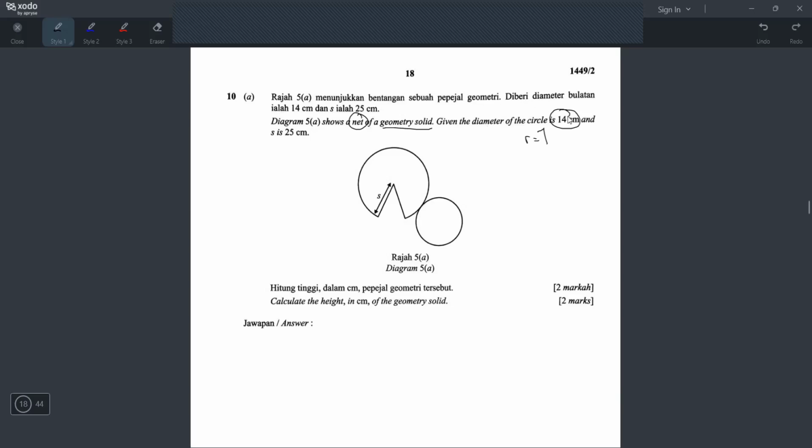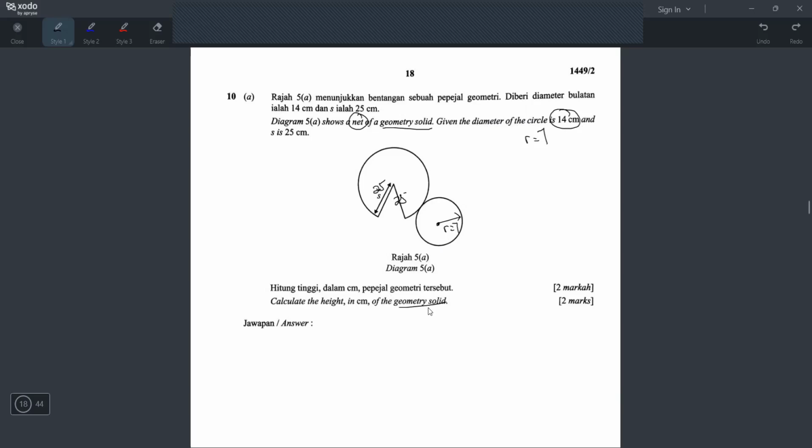So if the diameter is 14, then the radius is 7 because 14 divided by 2 is 7. So this is the diameter of circle and the S is 25. So I think I can write 25 in S here. Okay, so I think this should be 25 as well. Yeah, they should be the same length, right? And then the radius of circle is 7. So I think I can label like that. R equals 7. Okay. And then it says calculate height of the geometry solid.